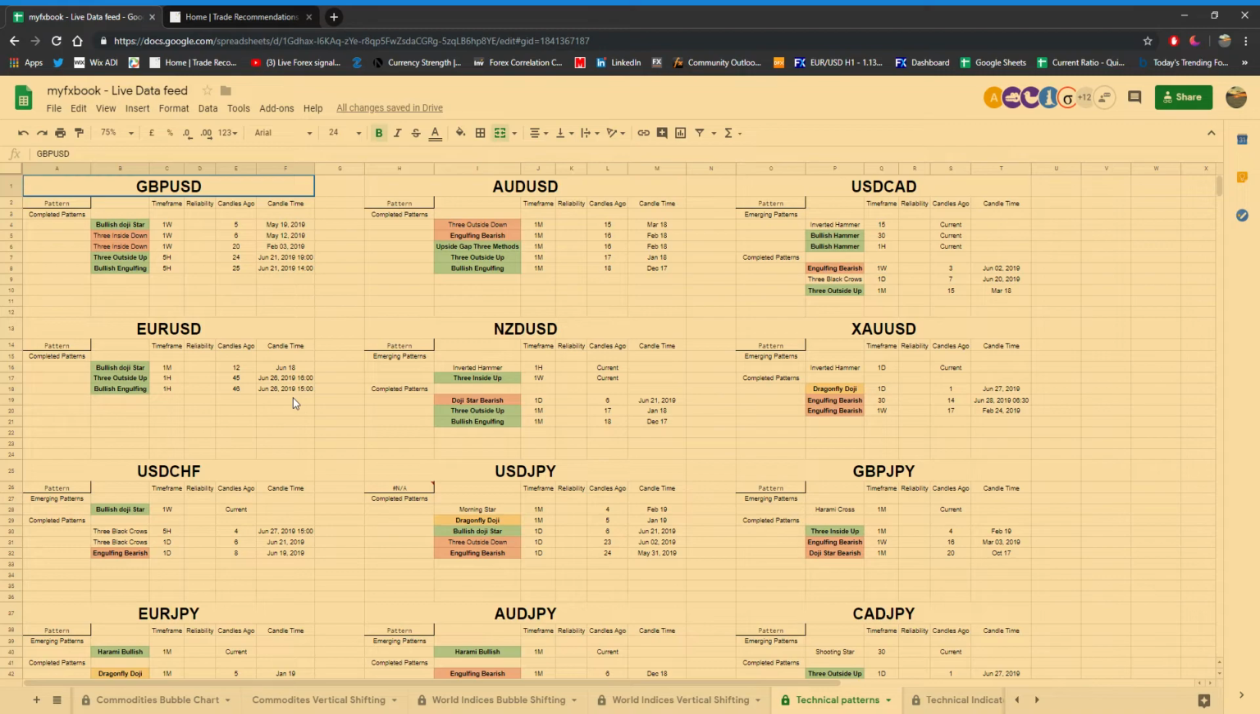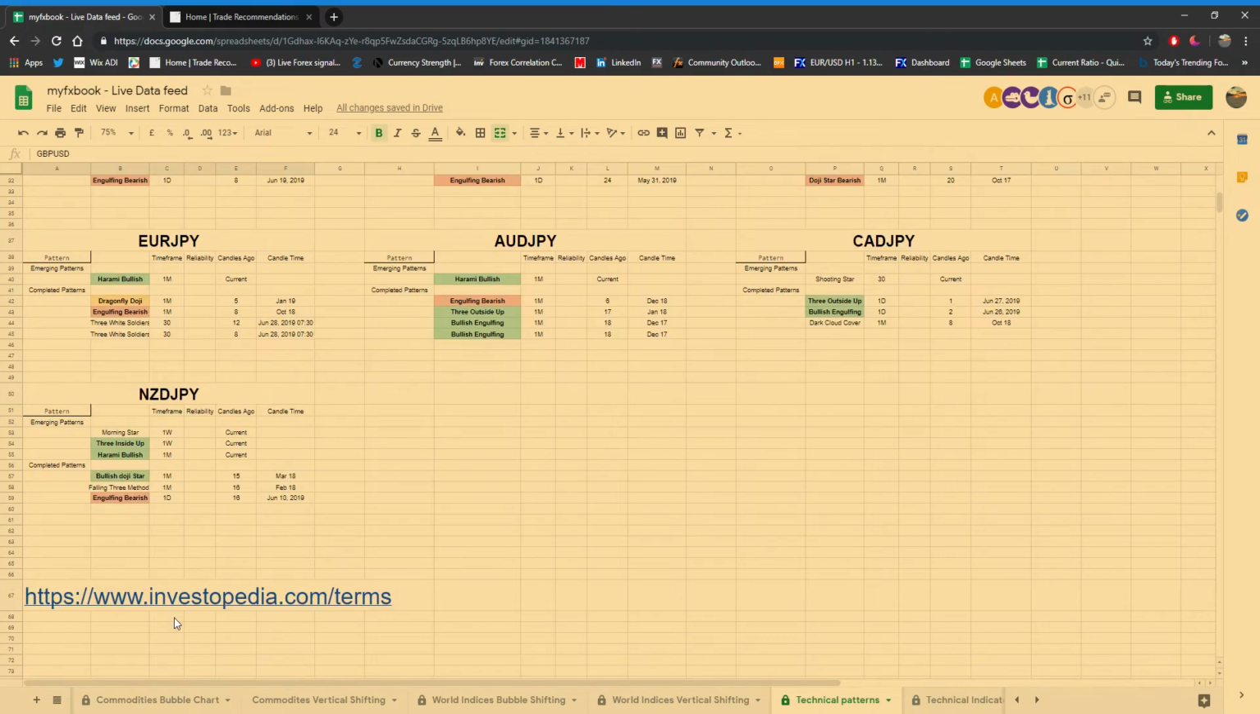This is for going into the technical side of things now. Technical setups, what's completed and what's emerging. So in the dollar Swiss, there's a bullish doji star on the weekly time frame. So that would indicate there's buying potential there technically, but not sentimentally. And you can look at that at your leisure. And there's a link here that tells you what these things mean. So if you're not familiar with what a bullish engulfing candle is, it will tell you there. Or you could ask me.